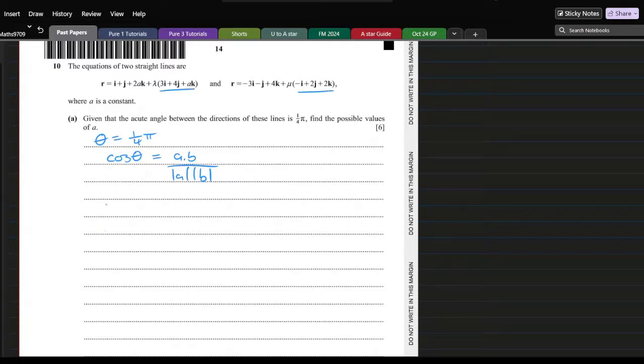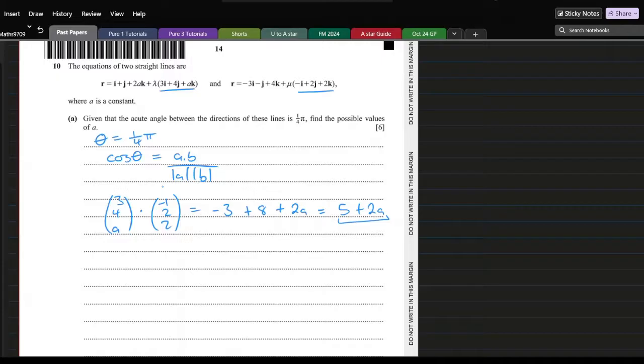So our two directions, I'm going to write in column vector notation because I think that's a bit easier to see. So (3, 4, a) dot (negative 1, 2, 2), and this gives us negative 3 plus 4 times 2, which is 8, plus 2a. Alright, so this simplifies to 5 plus 2a. That's our dot product, or scalar product if you prefer.